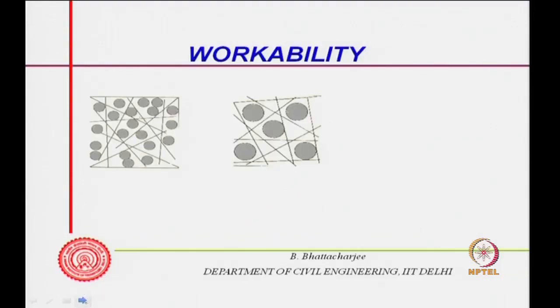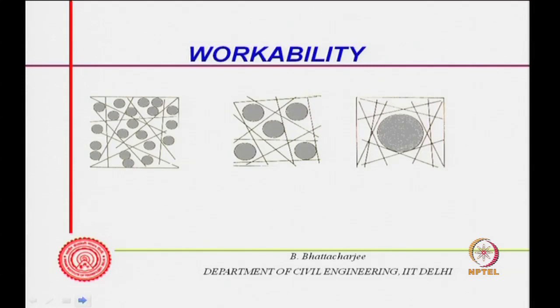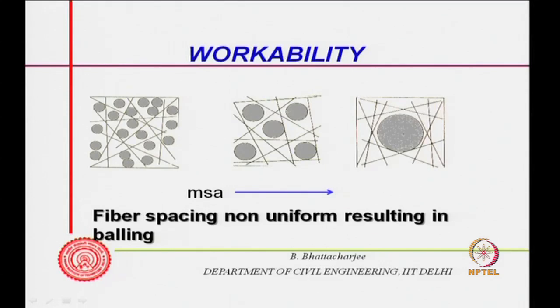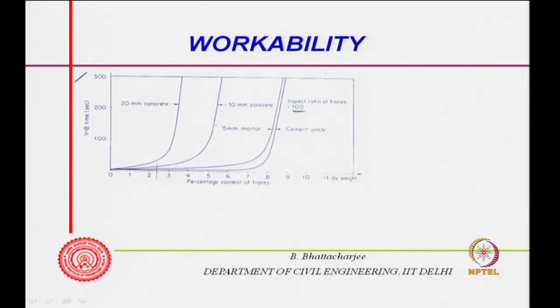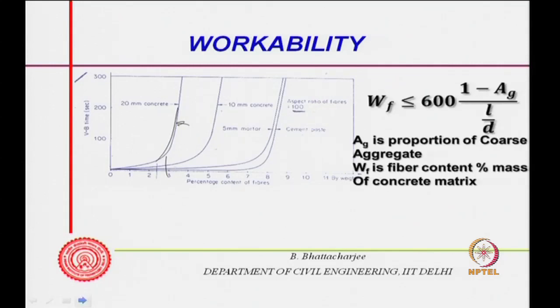Also, the spacing of the fiber depends on the size of the aggregate. With smaller sized aggregate, the spacing of the fiber is better. With higher MSA, the spacing of the fiber is poor and non uniform, and the fibers will try to bundle together, resulting in balling or formation of a bird's nest. So workability is a function of all this. With higher MSA, again the same sort of curve, it can tolerate less percentage of fiber for good workability.